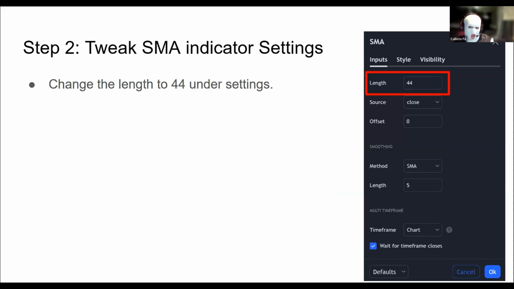The next step, step 2, is to tweak the SMA indicator. Go into the settings of the SMA. The original length that you will see in your settings is 9. Change that to 44. Okay, 44. Why 44, you guys might ask. This is something that I first tested and tweaked accordingly so that I can get a high win rate. 44 is what I used to profit from a lot of my trades. So this is why I changed it to 44.